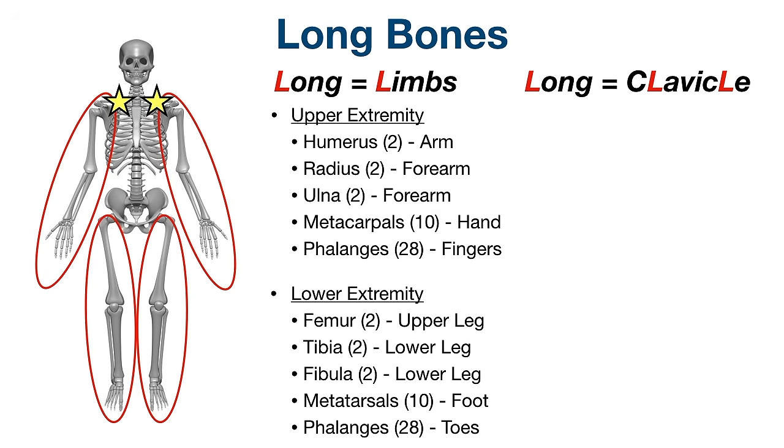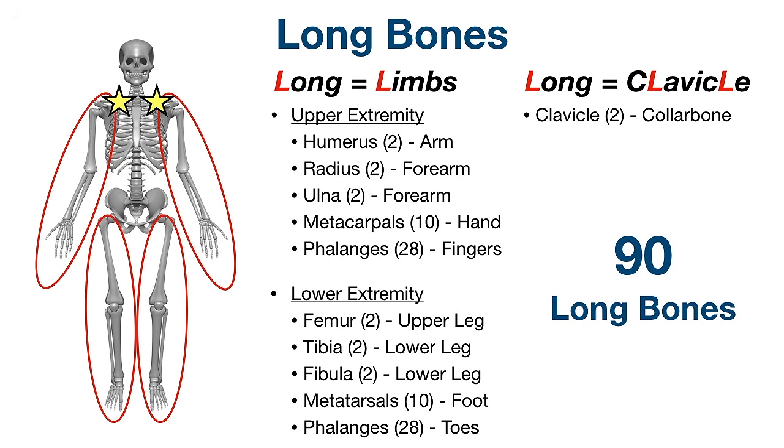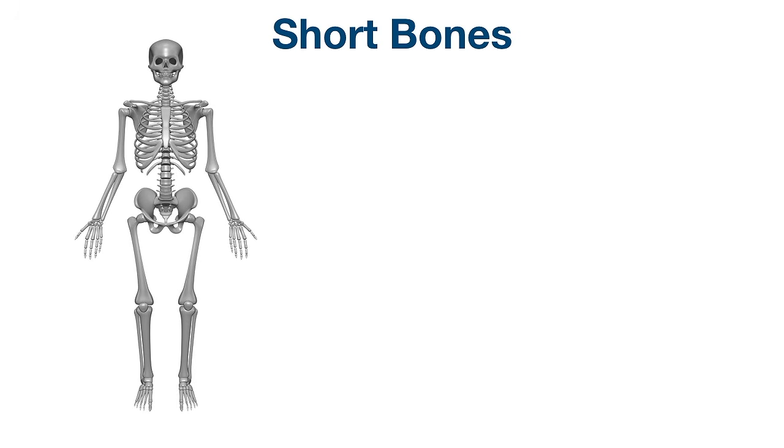The second trick was to remember long and clavicle. This will help you remember the two clavicles or collarbones are long bones as well. Therefore, the average adult has 90 long bones. Now you can see we covered most of the bones in the arms and legs except for the wrist and ankle. This is where the short bones come into play. We also skipped over the patella, which we'll talk about later.